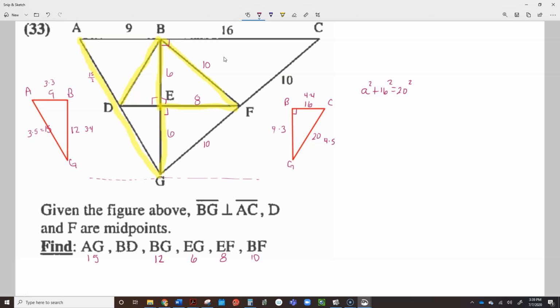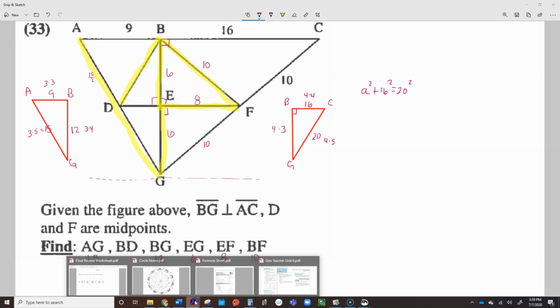So this is 12.5. That doesn't tell me anything about this one. I don't think this one is parallel to anything. So I'm not sure. Let's go see what the answer is. I found all of them but BD. So let's go check out the answer.